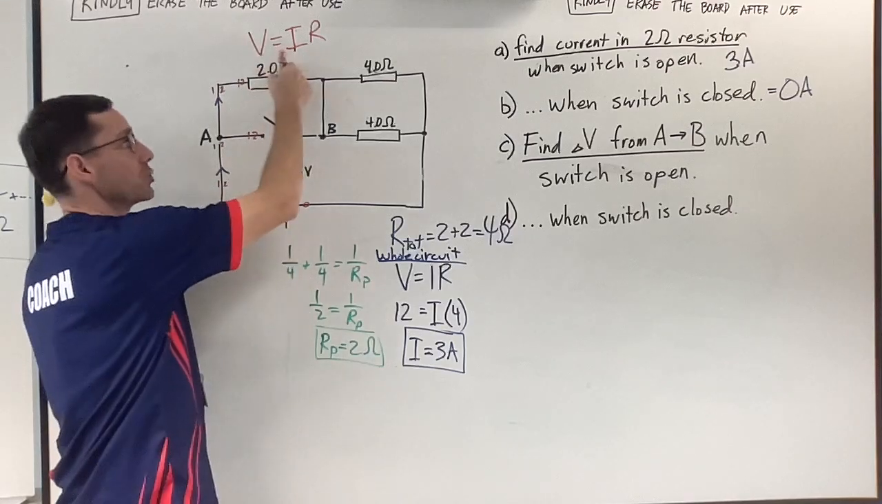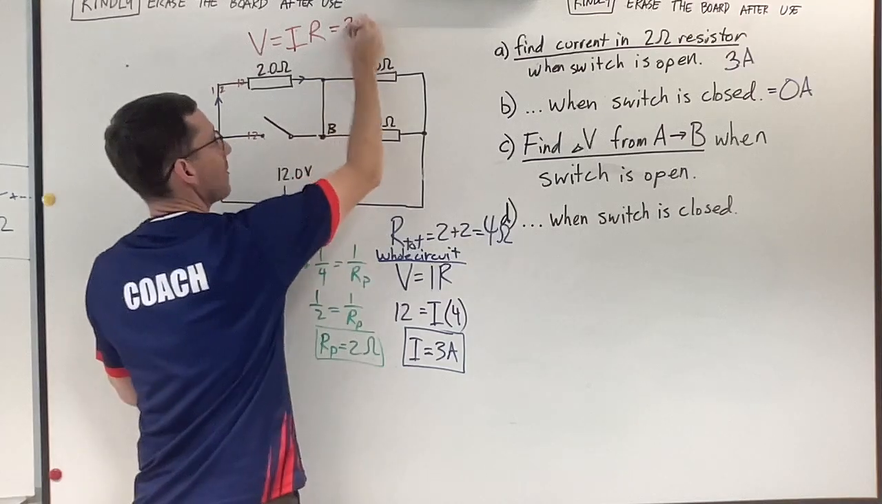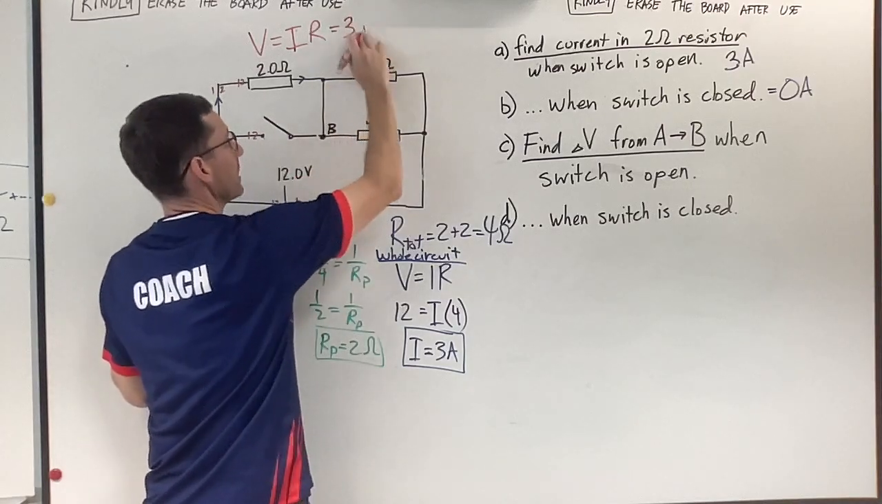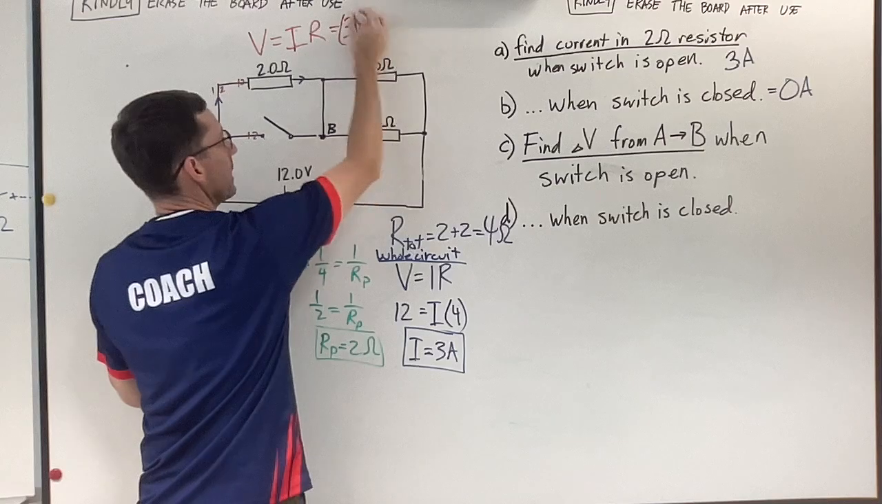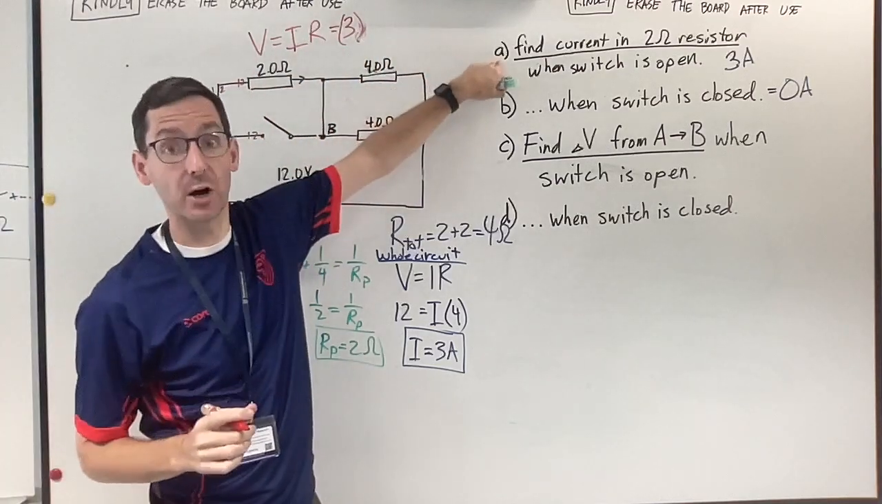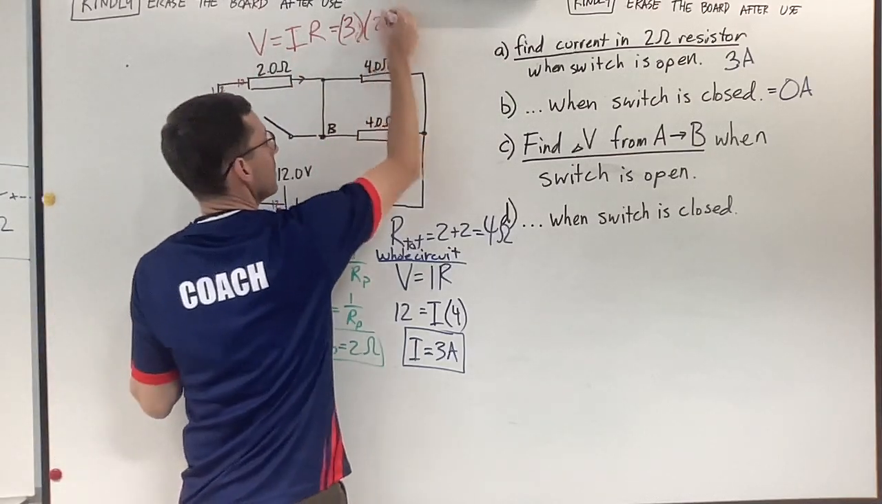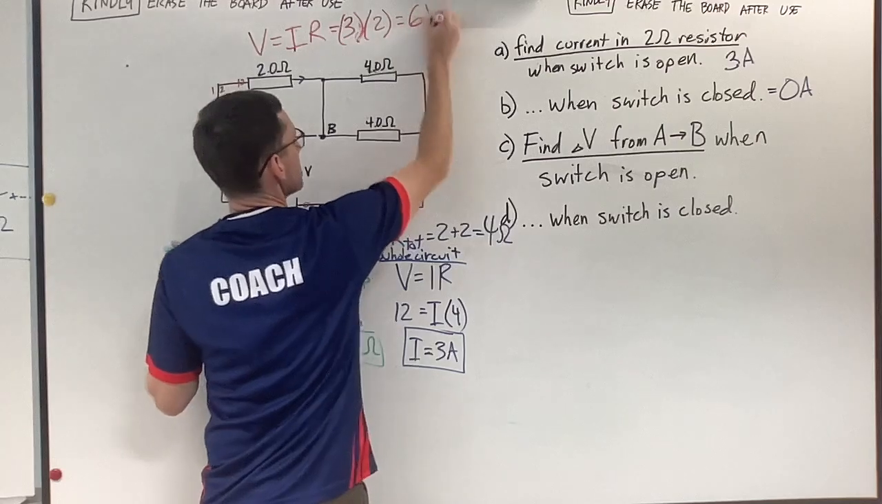Now, in this situation, the current we already know is 3 amperes, right? 3, sorry, I don't need the A, that is SI. So 3 is the current because the switch is open. That was the conditions for letter A. So 3 times the resistance, which is 2, and I get 6 volts.